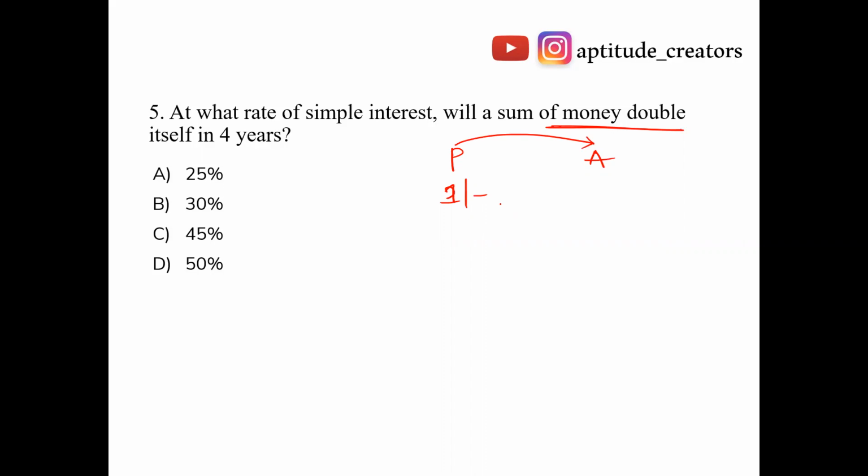2 times. Double nothing but 2 times, correct? Sum of money becomes double means 2 rupees in how many years? 4 years. Now what is the interest here? Can anyone tell? What is the interest I can expect? 1 rupee becomes 2 rupees. Yes. What is the interest?